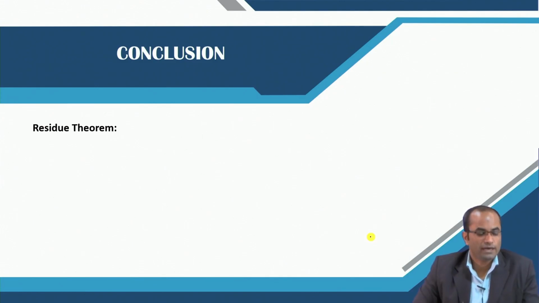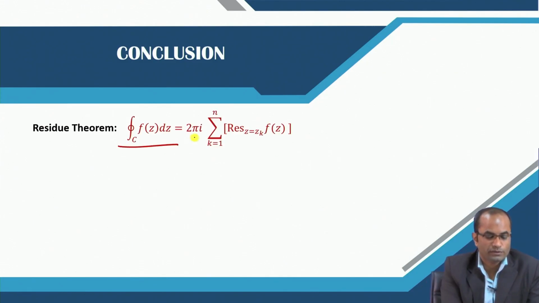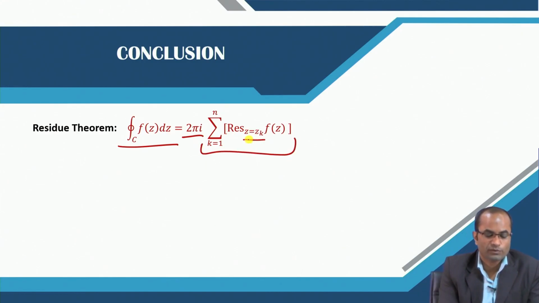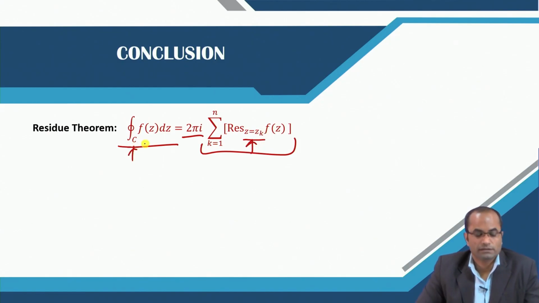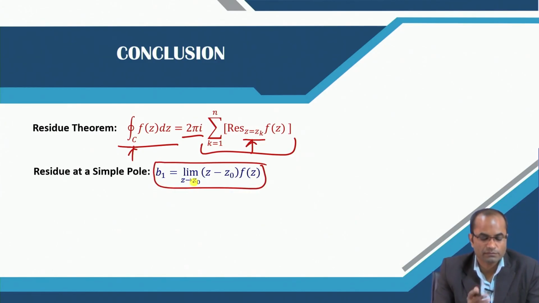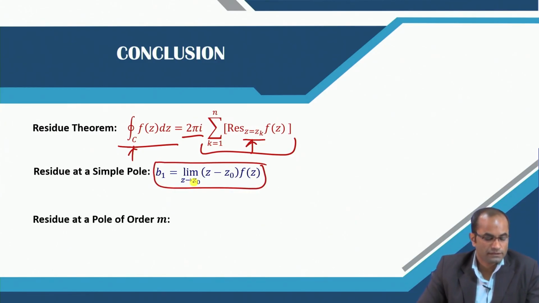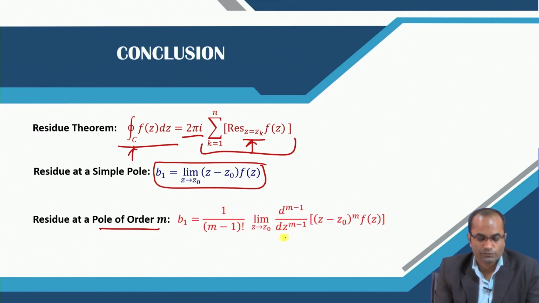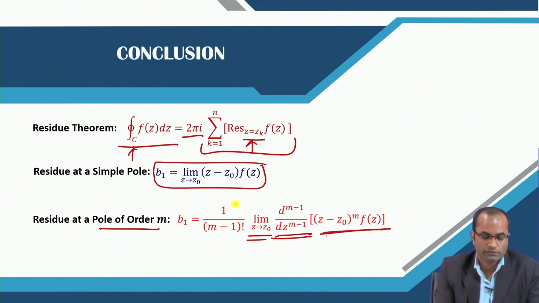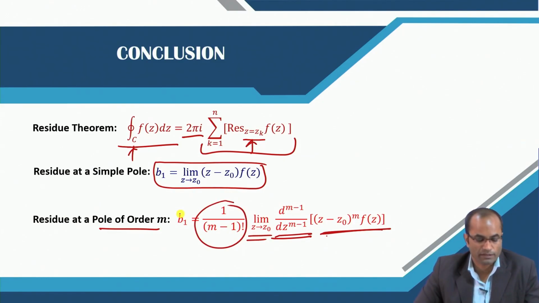Just to conclude, we have discussed the residue theorem, which is simple: 2 pi i times the sum of the residues we have to consider, at the singular points z_k which lie inside this boundary C. Residue at a simple pole can be easily computed by just taking the limit of z minus z naught times f(z). If it is a pole of order m, then we have to take the (m minus 1)th derivative of the function (z minus z naught)^m f(z), and then take the limit. Also, we have to divide by factorial m minus 1.